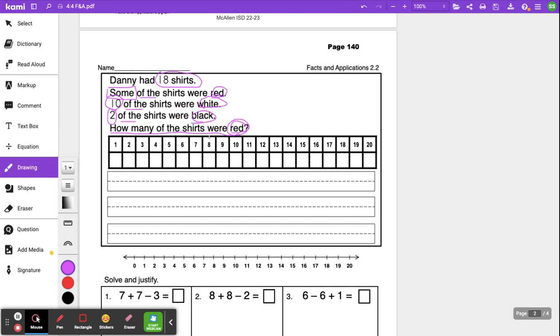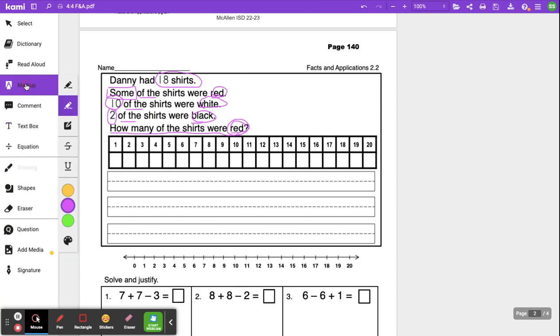So now that I found all the information, I know what I'm looking for, I'm going to use the number line that they gave me down here. And I don't want all of the number line today because I only have 18 shirts. So I'm going to put a line here at 18 because I don't have 20. I only have 18. I don't have 19. So I'm not using those. I'll go ahead and make them dark. Okay, so we don't want these ones.